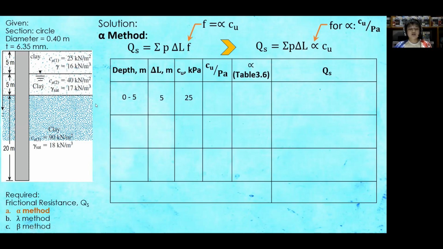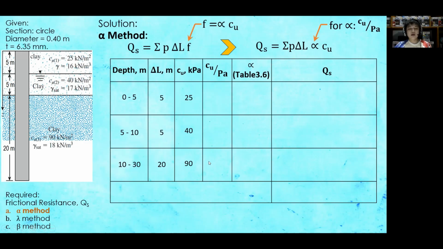So to start, let us consider layers near ground surface. Thus from 0 to 5 meters depth, the delta L is 5 meters, and C sub U is equal to 25 kilopascals. So for 5 to 10 meters depth, delta L is equal to 5 and C sub U is equal to 40 kilopascals. For 10 to 30, that is with delta L 20 meters and C sub U, which is 90 kilopascals.